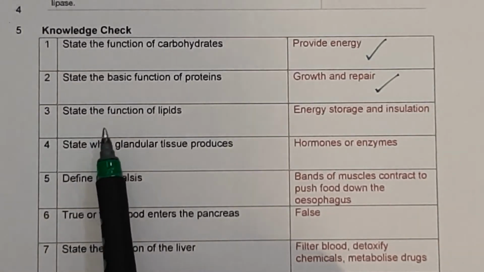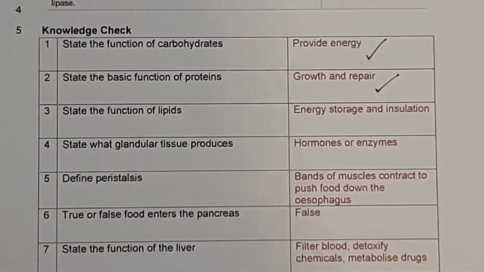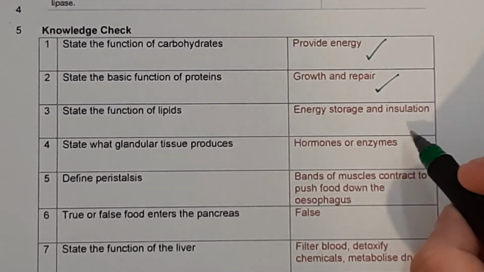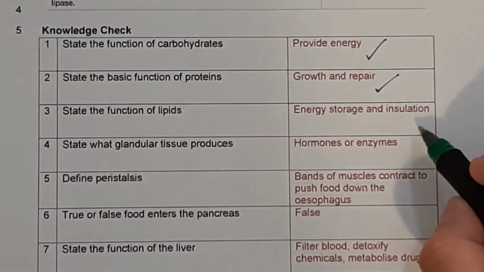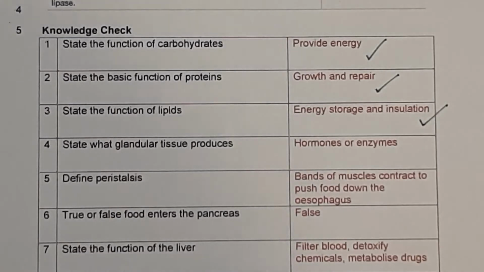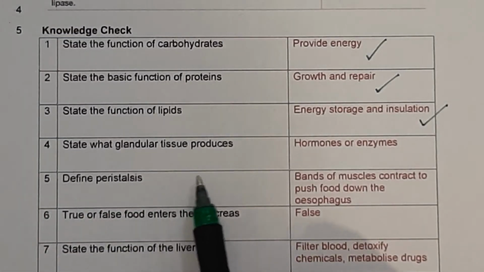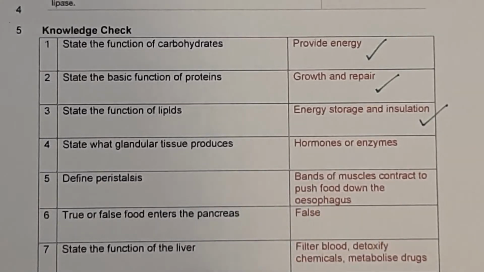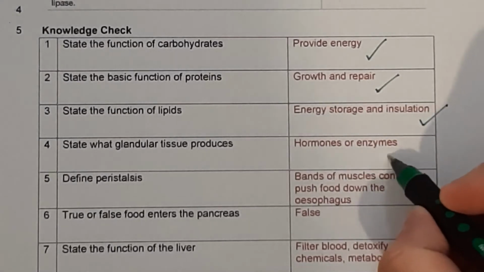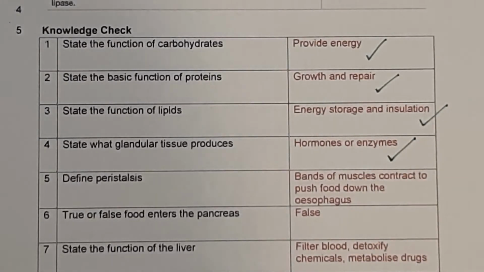Question 3, state the function of lipids. Remember, the lipids are fats. They are for energy storage and insulation. If you've got either of these, you can have the mark, but you'll need to write the other one in as well to make sure you understand that both of them do count. Question 4, state what glandular tissue produces. So glandular tissue is the tissue of a gland, and that produces hormones or enzymes. Again, I will accept either answer for the mark, but please do make sure you write in anything you've missed. You will need to write both down, please.